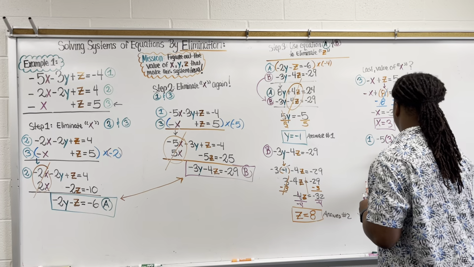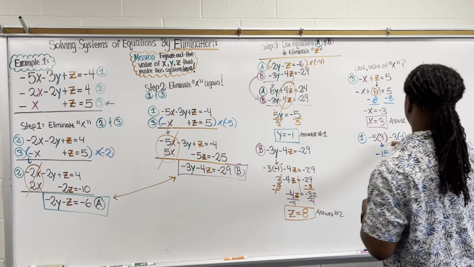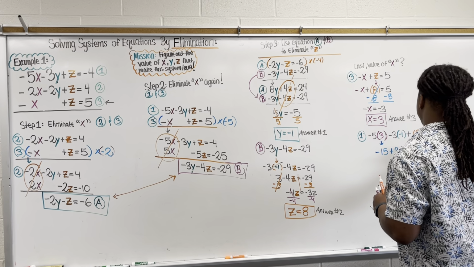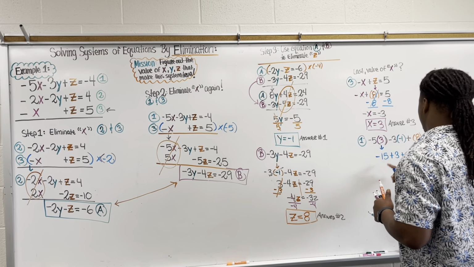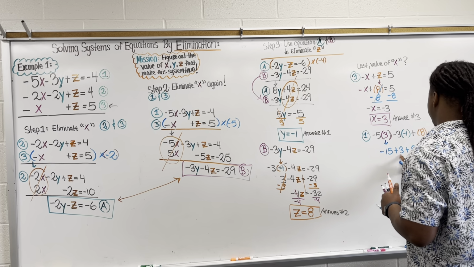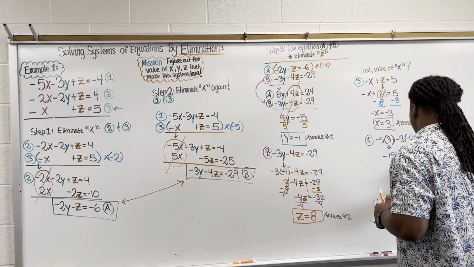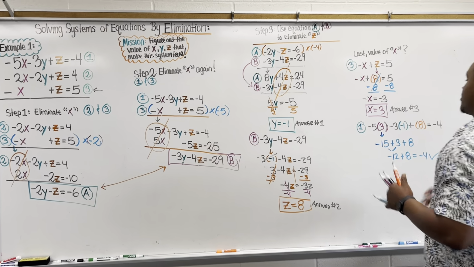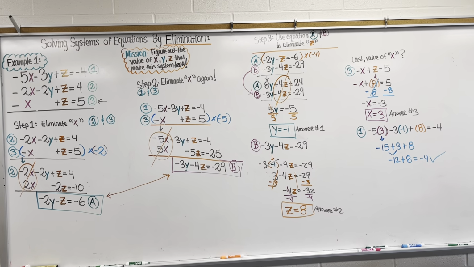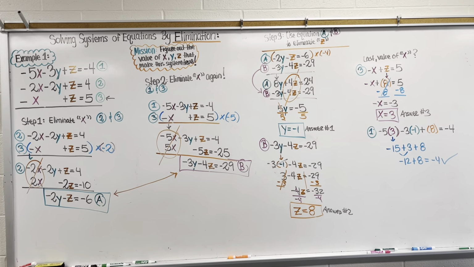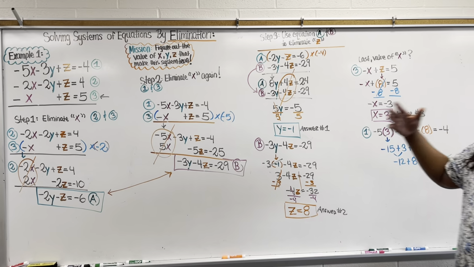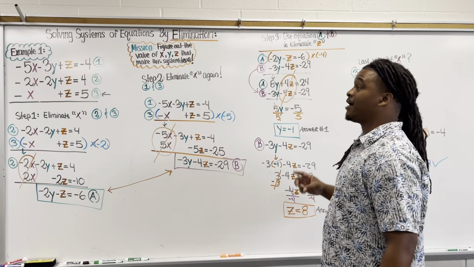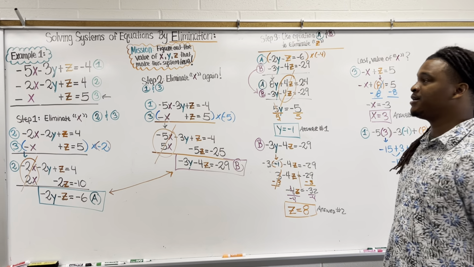Negative 5 times 3 is a negative 15, right? Negative 3 times negative 1 is a positive 3, so that's plus 3. And then 8 is just 8, right? Negative 15 plus 3 is a negative 12. And negative 12 plus 8 equals a negative 4. So this is how you know that we have the right values of this system of equations, okay? So once again, this is how we solve a system of equations by the elimination process. I will come out with 2 more examples next week. I'll see you then.